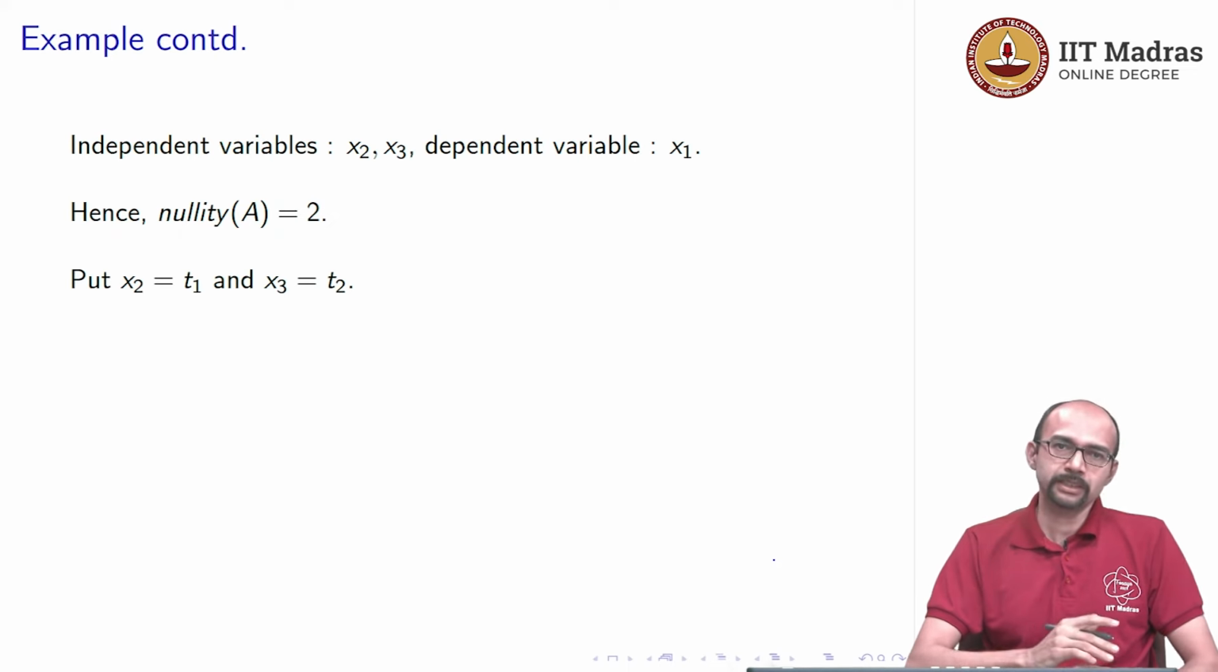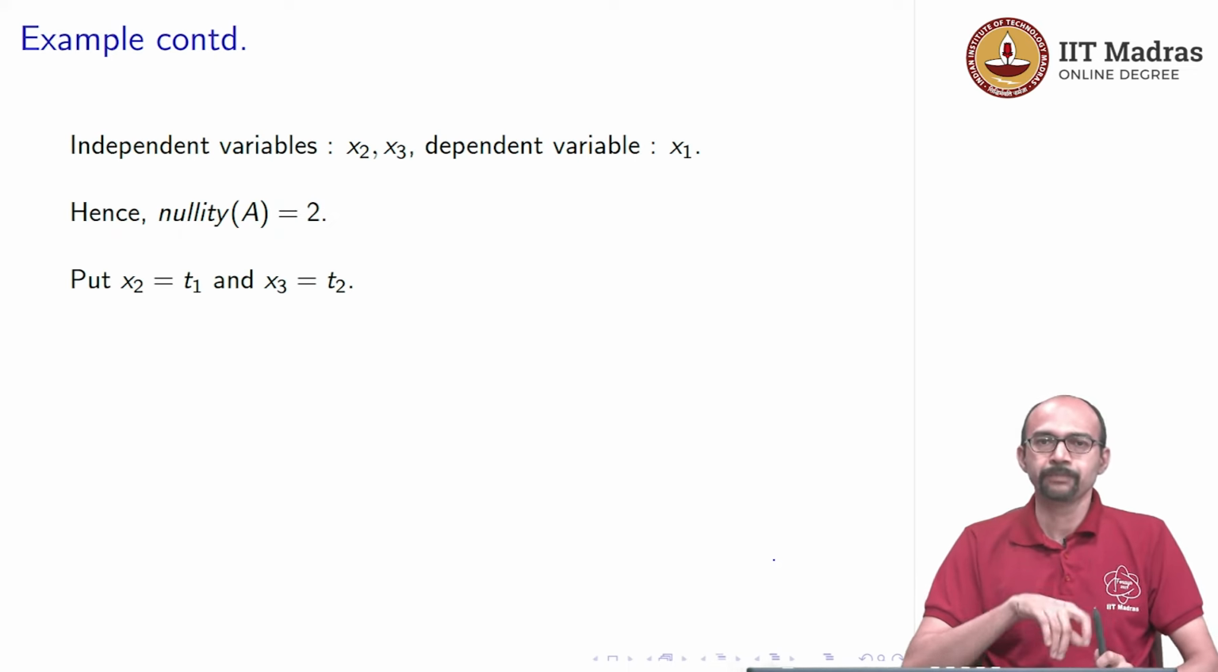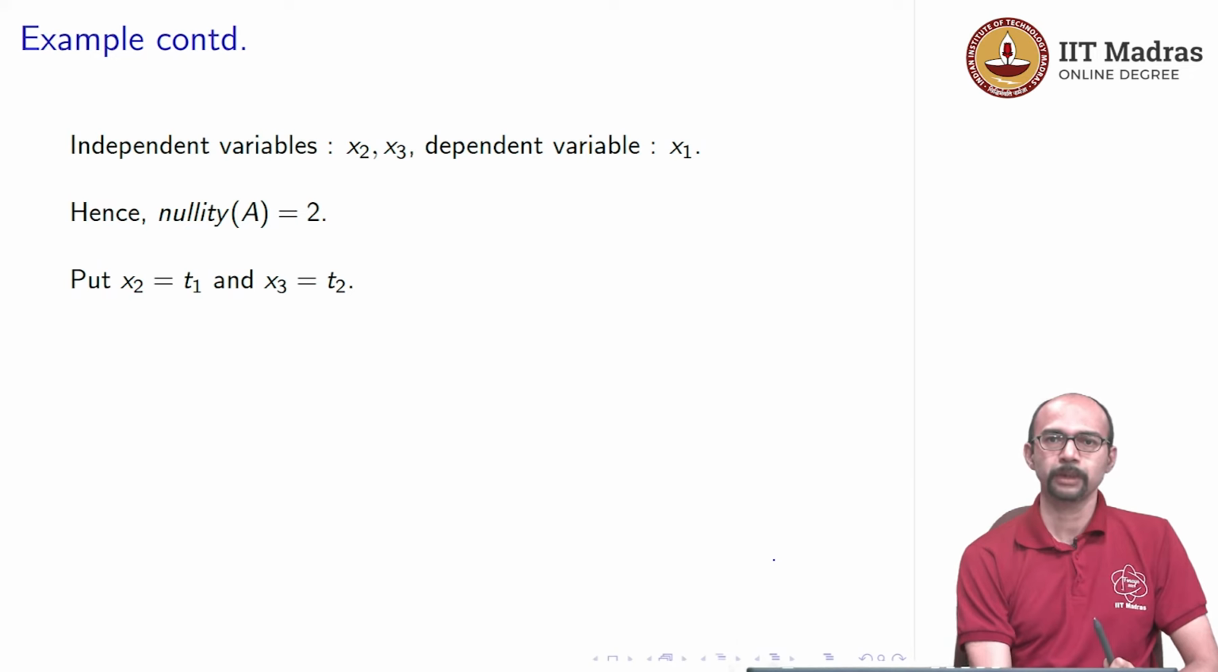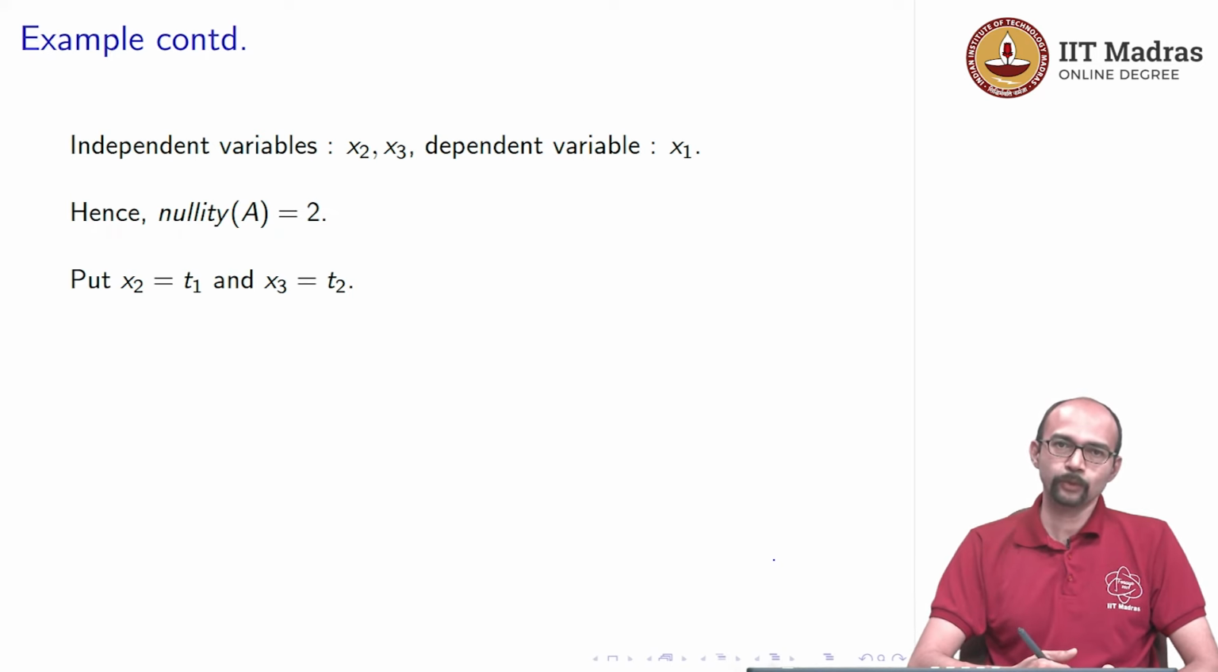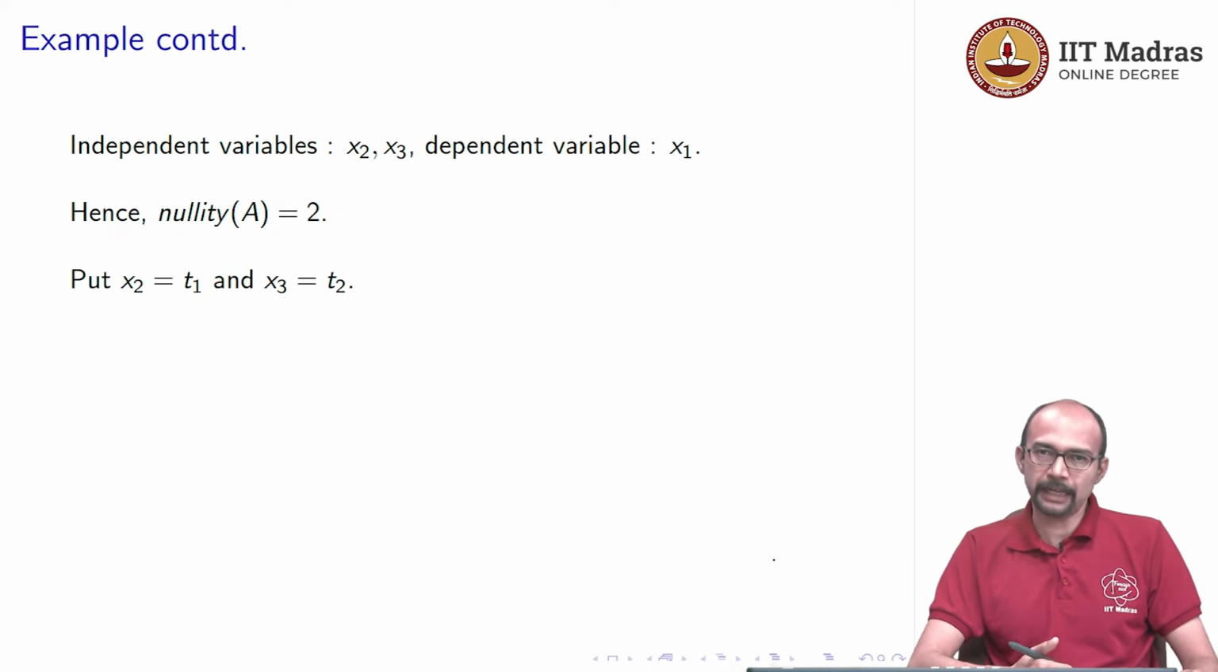So, to find a basis, let us recall how to find the solution space in the first place. To find the solution space, we put x2 is t1 and x3 is t2. You look for the independent variables, and the first independent variable you assign the value t1, the second independent variable you assign the value t2, and you allow t1 and t2 to vary over R.